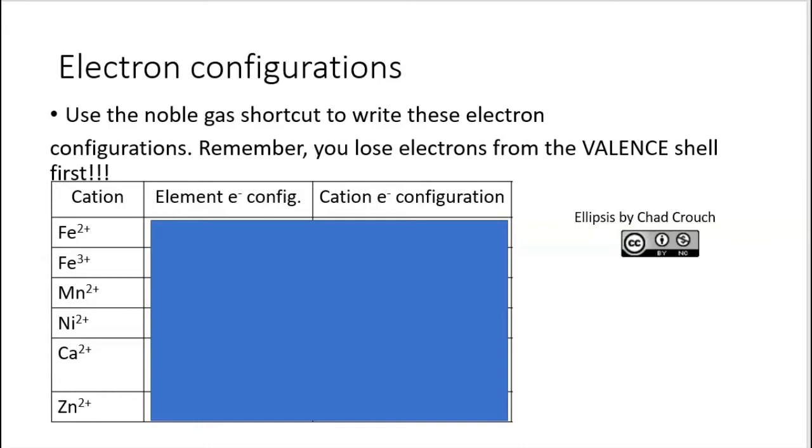So I'm going to give you 3 minutes to write the electron configurations of the element and then the cation in question. So since 2 of these are iron, you only have to write the iron element electron configuration once, but the cations will be different because one loses 2 electrons and one loses 3. Now remember, you are always going to lose electrons from the valence, the outermost largest number shell first. So you have to think about what that's going to mean for a transition metal.